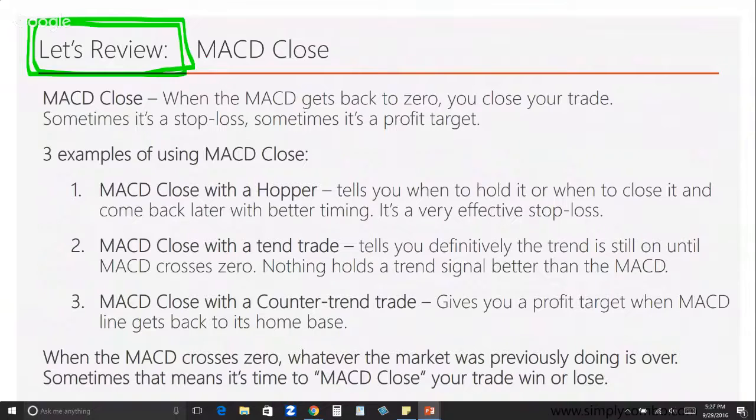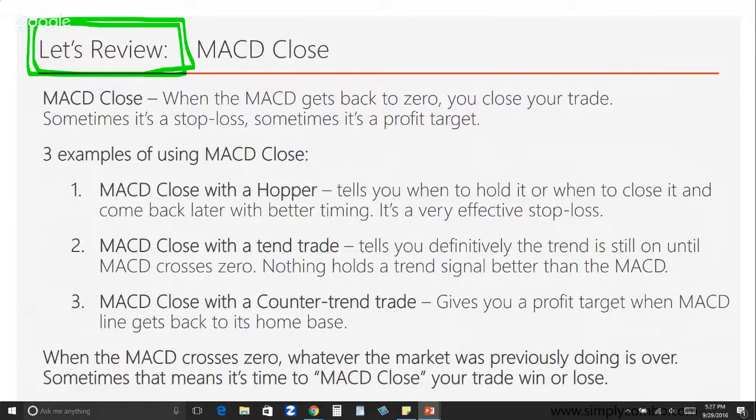And let's review the MACD close. The MACD close is when the MACD gets back to 0, you close your trade. Super easy, easy breezy. Sometimes it's a stop loss, sometimes it's a profit target, sometimes it's the end of a trend. So I have 3 examples for using the MACD close. MACD close with a hopper tells you when to hold it or when to close it and come back later with better timing. It's a very effective stop loss.